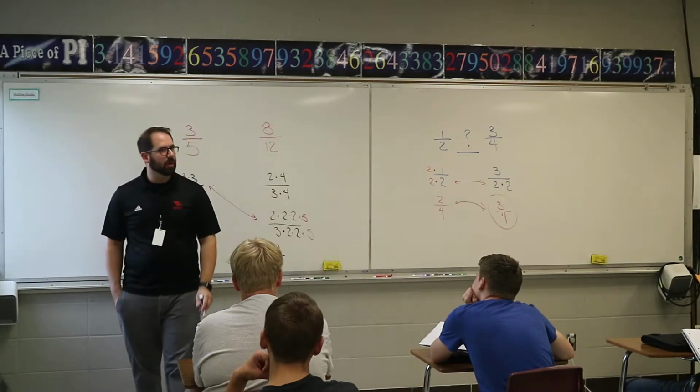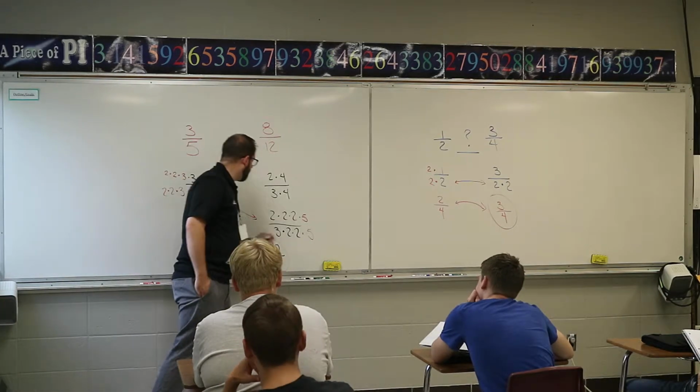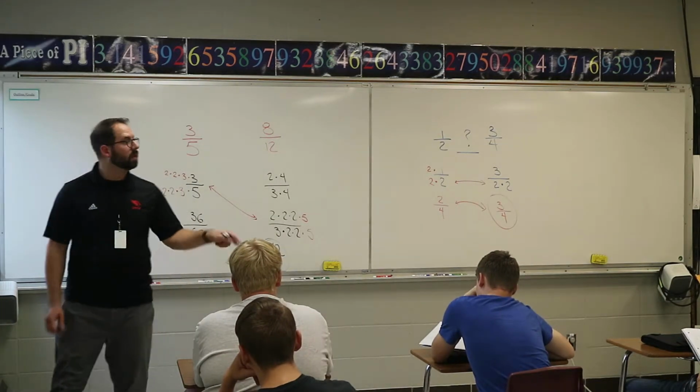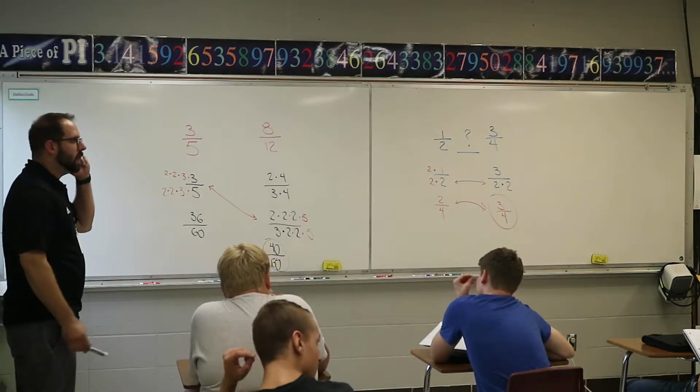So which one's the better score? 40. 40 is a better score, 40 out of 60 than 36 out of 60. They're really close though. That's the easiest way I can teach you how to balance fractions.